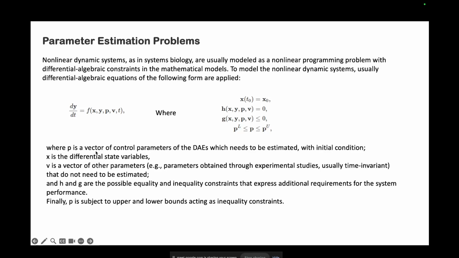So P is a vector of control parameters of the differential equations, which need to be estimated with an initial condition. X is your differential state variables. V is a vector of other parameters, that is, parameters obtained through experimental studies on real-life data, or whatever you have solid evidence of that parameter being valid. And then you have a set of other variables as well, which are basically equality and inequality constraints that express additional requirements for the system performance.